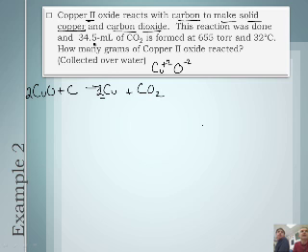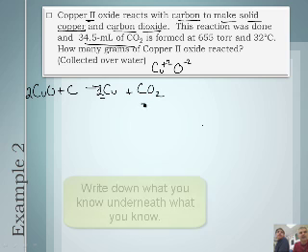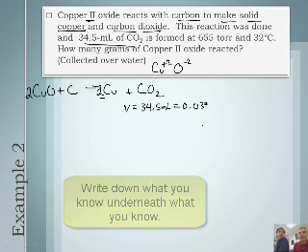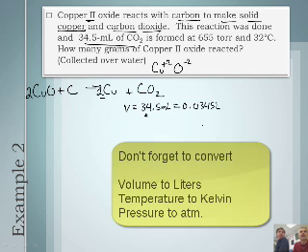I have carbon dioxide. I know I have 34.5 milliliters. That's a volume, so let's put a V there. Actually, let's just make it liters: 0.0345 liters. Divide by 1,000 in my head. My pressure is 655 torr.